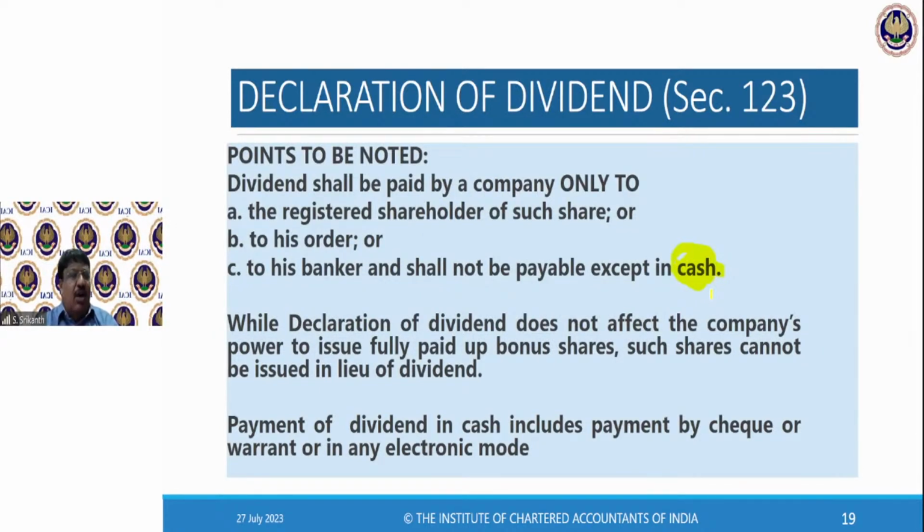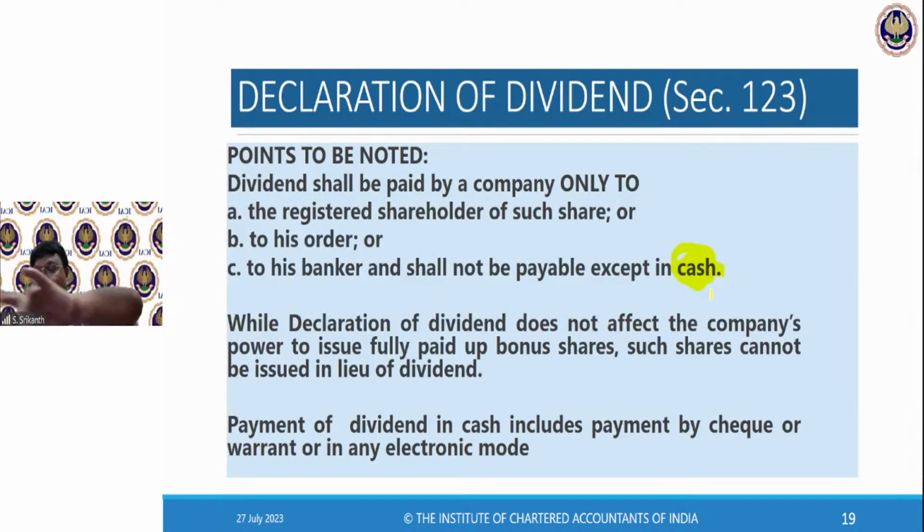Declaration of dividend does not affect the company's power to issue fully paid up bonus shares. Please understand. You can issue bonus shares and also pay dividend. But after declaring dividend, you cannot say, I will not pay the dividend in money, instead I will give you shares in the company to that extent. No, not possible. Shares cannot be issued in lieu of dividend. We saw this already in share capital also. Do you remember? I mentioned it there also.